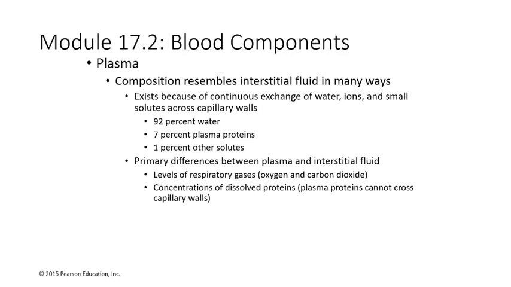Plasma is about 92% water, 7% proteins, and 1% everything else. And we'll be looking at very, very quickly what those proteins are as a review. The difference between plasma and interstitial fluid, the fluid between your cells, is primarily the difference in the gases. Everything else is largely the same.